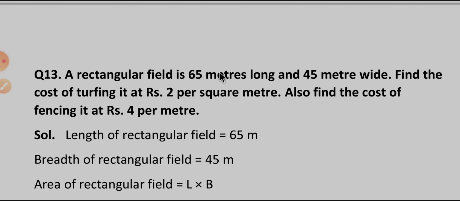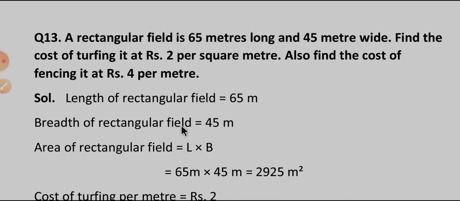A rectangular field is 65 meters long and 45 meters wide. Find the cost of turfing it at rupees 2 per square meter, and also find the cost of fencing at rupees 4 per meter. So what is it? It is a rectangular field, 65 meters long. Long means length. So the length of the rectangular field is 65 meter. 45 meter wide. Wide means breadth only. Wide और breadth एक सेम होता है. So breadth is 45 meter.